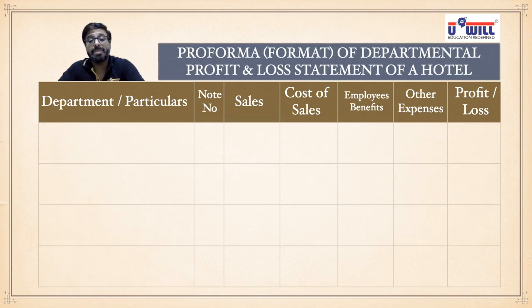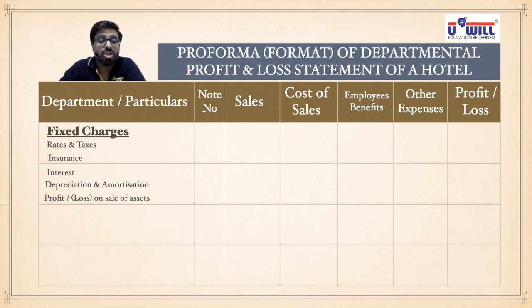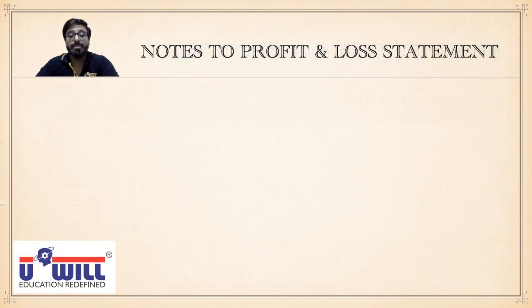Next, continued, the same P&L statement you can continue in your notebook. After operating profit or loss, what was the next slide we had seen? Fixed charges. RRIDP: rates and taxes, rent, insurance as well as interest, depreciation and amortization, P, profit or loss on sale of assets. From that we will minus income tax, and what we will get is net profit or loss. Okay, from the profit or loss on sale of assets, fixed charges, then at the end if you minus income tax, we'll get profit or loss. So this is a complete profit and loss statement format of a particular hotel.